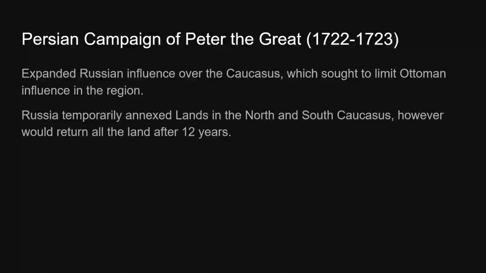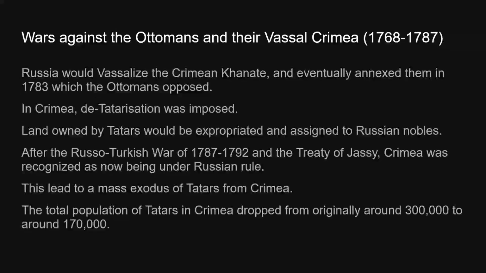The Persian campaign of Peter the Great took place during the years 1722 and 1723. The significance of these campaigns was the increase of Russian influence over the Caucasus, which sought to counter and limit Ottoman influence and gains in the region. As for territorial changes, Russia would gain land in the Caucasus from Iran, however, would return all of the territories after 12 years.